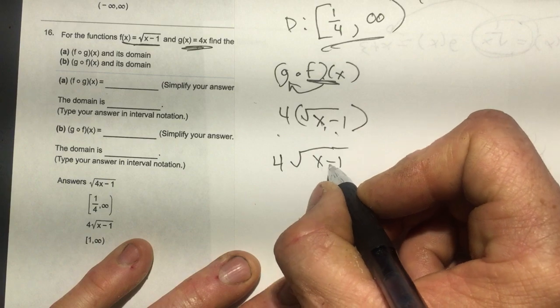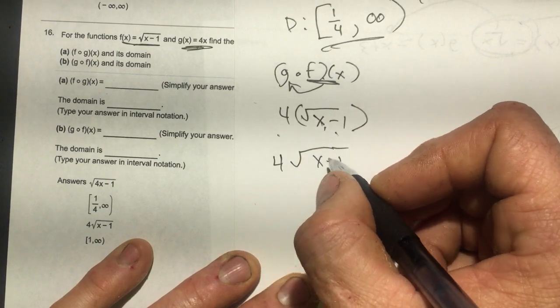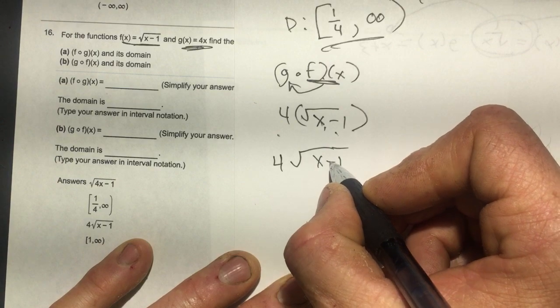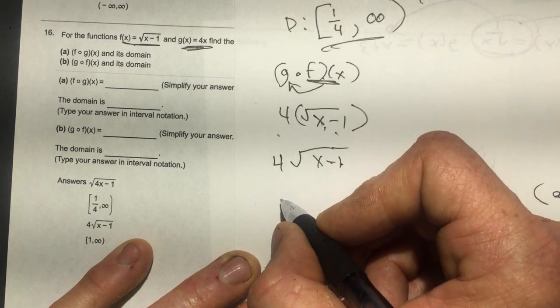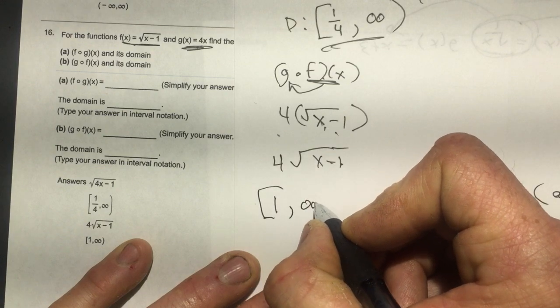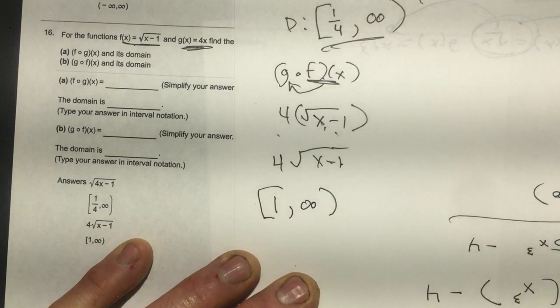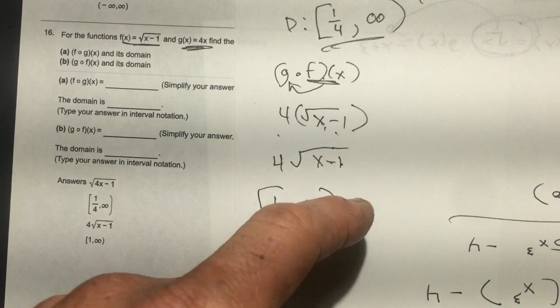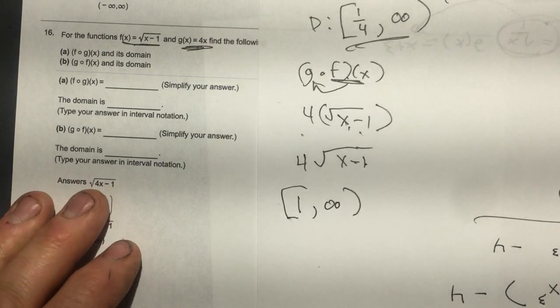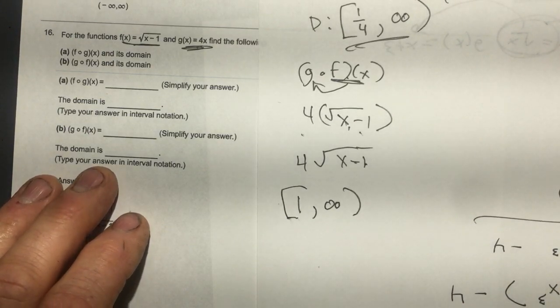Now, what's my domain? Well, I've got a restriction here. This radical cannot be negative. It can be 0. So what's my 0 for this? Well, it's going to be positive 1 divided by 1, which is 1. I can have 1, and I can go all the way to infinity. But I can't go below 1 because that would make me have a negative in there, which would make it imaginary. All right, so I think that's it here.